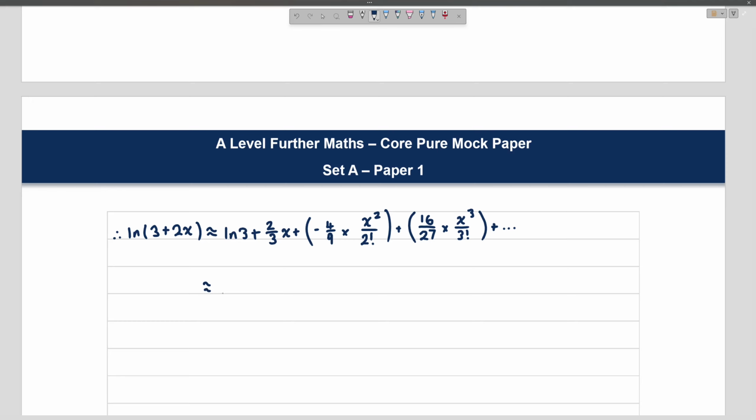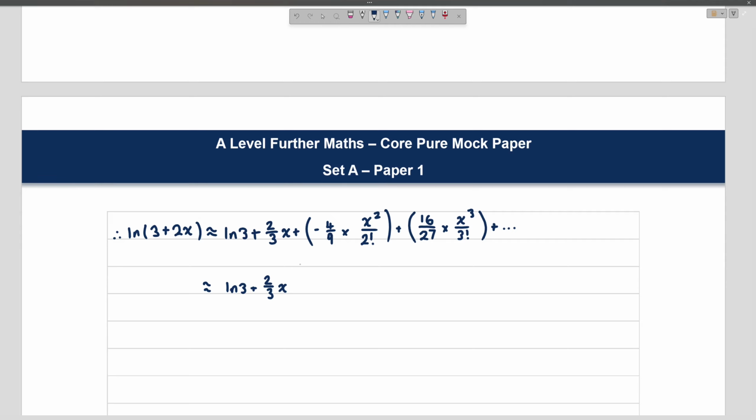So we can't do anything with ln 3, so we just leave that as it is. We can't do anything with the second term here, so that's just plus 2 over 3x there. Again, we can't do anything with that. Now, minus 4 over 9 times x squared over 2 factorial.